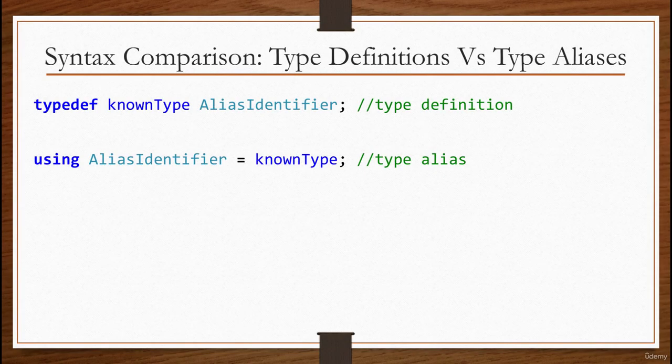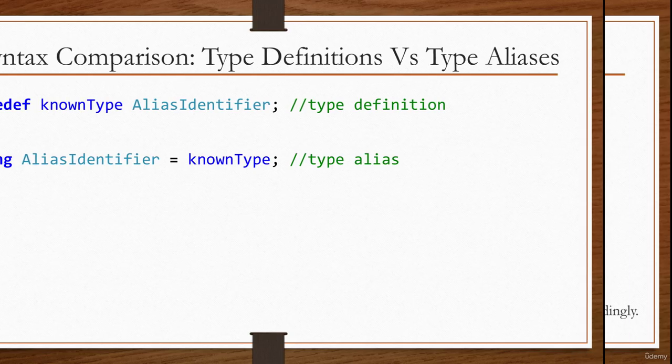Just a quick reminder on the syntax of type definitions and type aliases here. With the type alias, we use the assignment operator to assign the type to the alias identifier, whereas with the type definition, we specify typedef followed by the known type and then simply followed by the alias identifier.